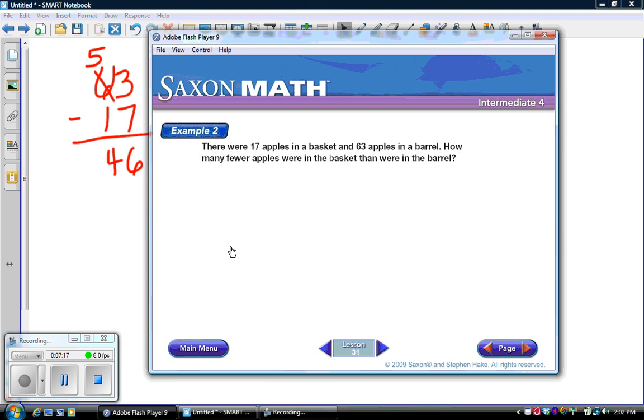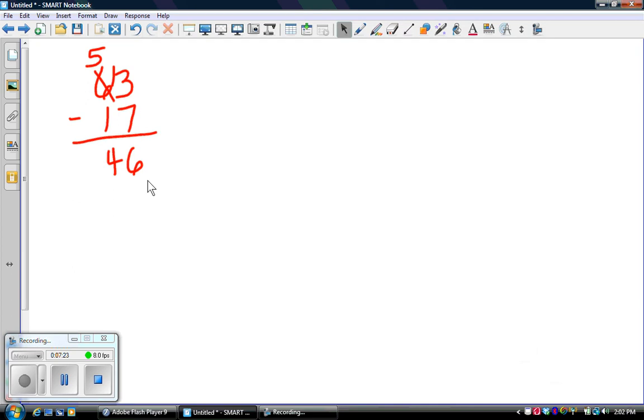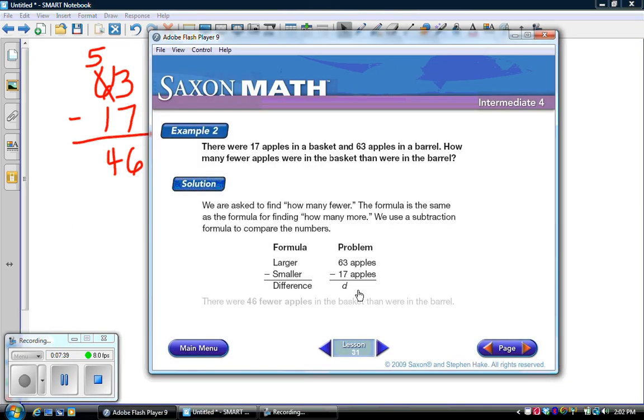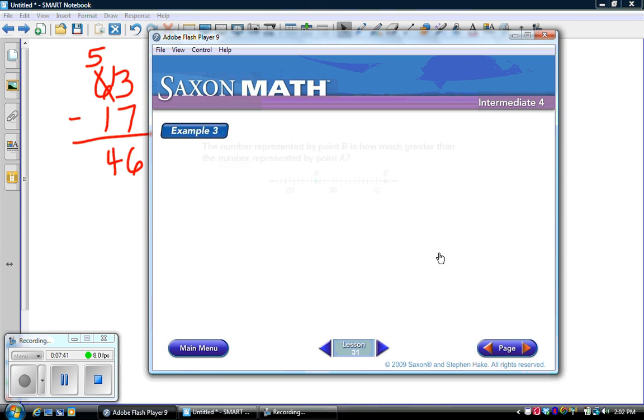So let's look at our question again. How many fewer apples were in the basket than were in the barrel? You could say 46 fewer apples. And it would be fine to just say 46 apples. And on the last one, we could have said more apples. Okay, let's take a look at the next one.